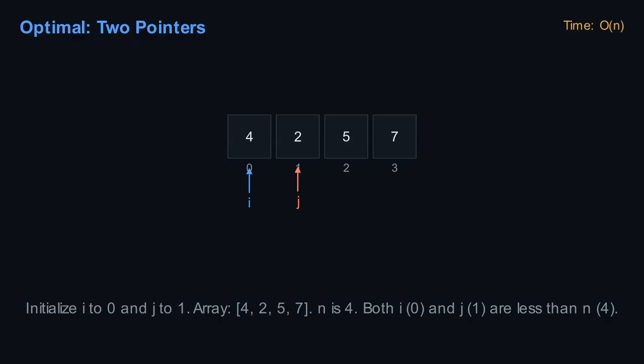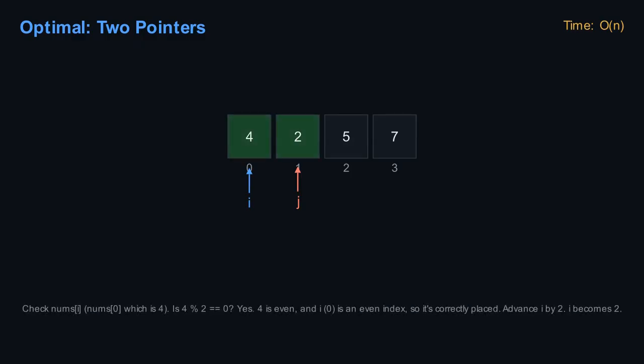First iteration. Currently, I is 0 and J is 1. Both are less than 4, so we enter the loop. First, we check nums[I], which is nums[0]. nums[0] is 4. Is 4 an even number? Yes, 4 divided by 2 has a remainder of 0. Since nums[I] is even, it's correctly placed at an even index. We advance I by 2, so I becomes 0 plus 2, which is 2.